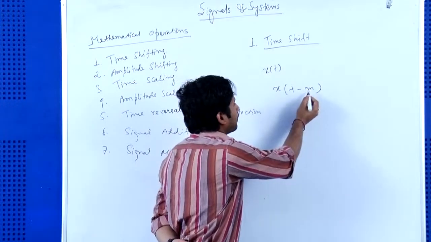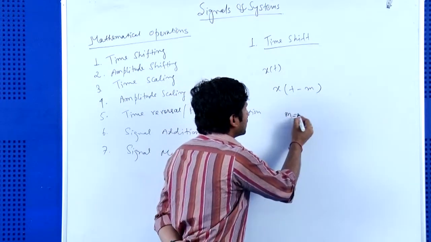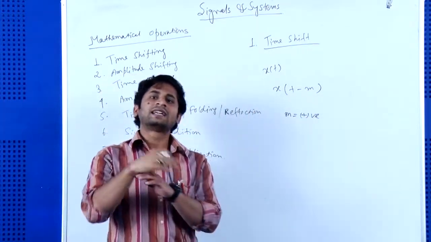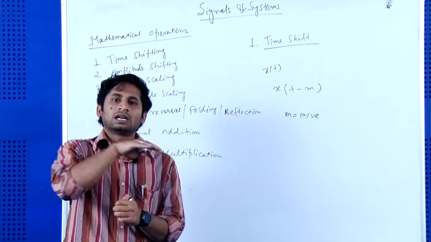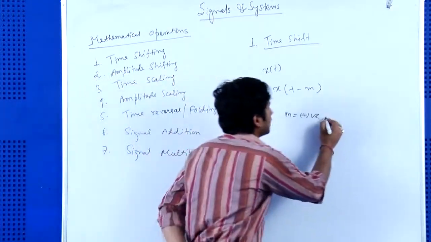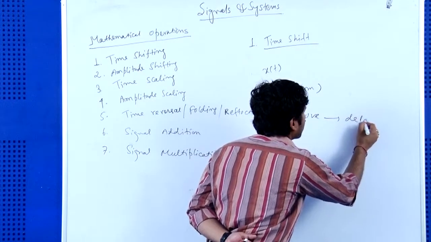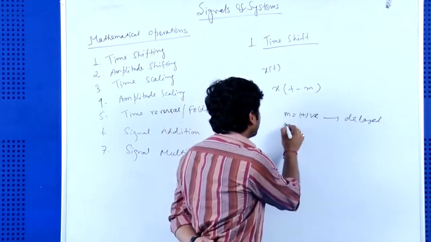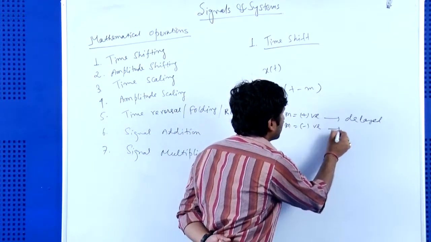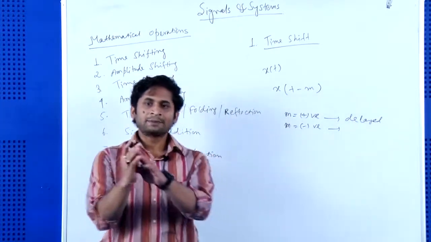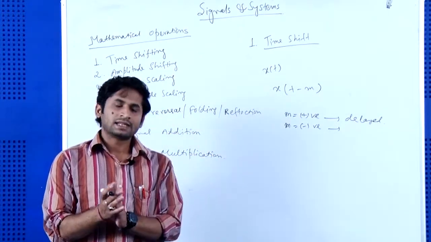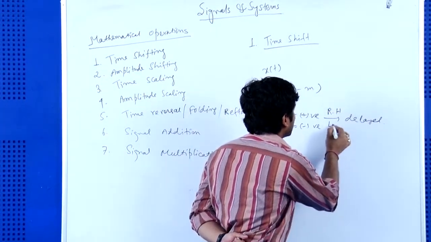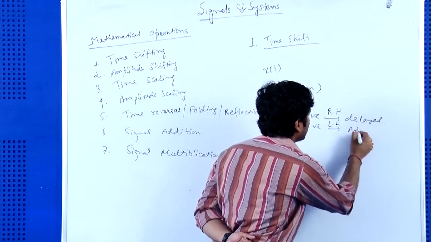If the sign of m is positive, there is a right shift of the signal in the time axis. This is the delayed version of the signal. This is the delayed signal, and if m is negative, then there is a shift to the left hand side, it is the advanced signal. So, here it is right hand shift, here it is left hand shift. So, this is the advanced signal.